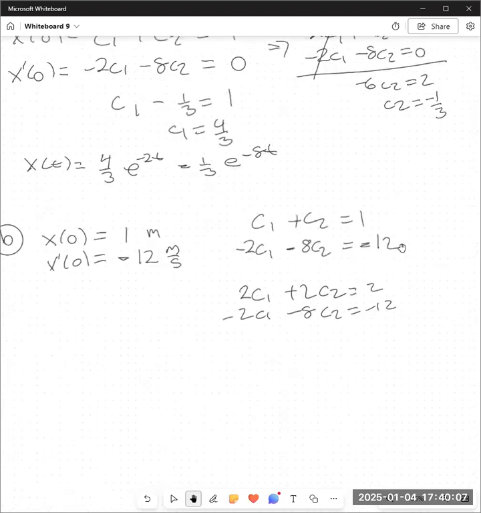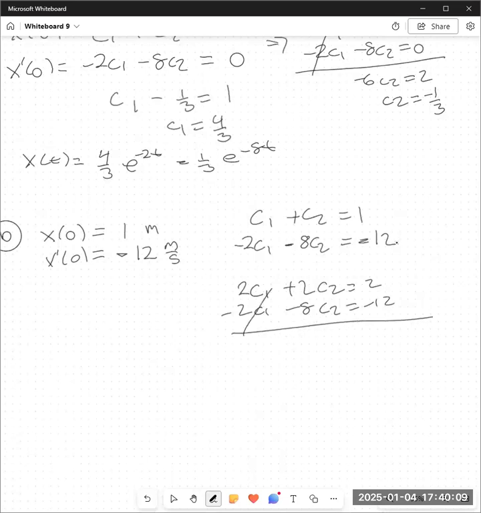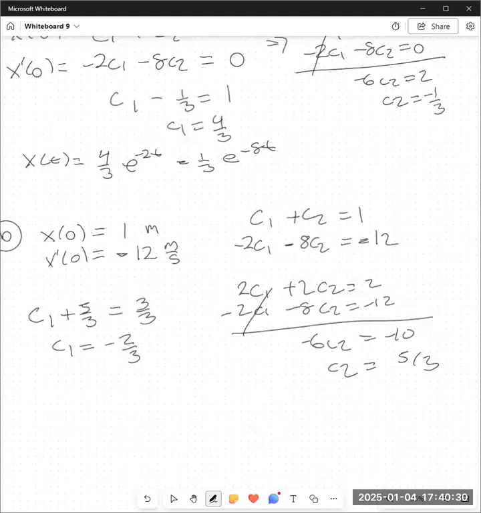And that sets me up for elimination to have negative 6C2 equals negative 10, and C2 equals 5/3. C2 is 5/3, then C1 plus 5/3 is equal to 1, which is 3/3, and C1 is negative 2/3. So x of t in this case would be negative 2/3 e to the negative 2t plus 5/3 e to the negative 8t.